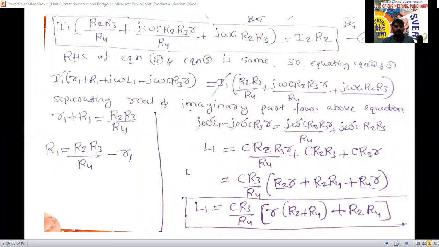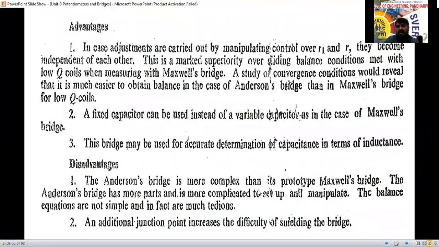Okay. So next, we have the derivation of unknown inductance and unknown resistance here. Next, some advantages and disadvantages are there. In the Maxwell inductance-capacitance bridge, we were using a variable capacitor or a fixed capacitor. Here in this bridge, we are varying the small r. In case the adjustments are carried out by manipulating the control over R1 and r, they become independent of each other.